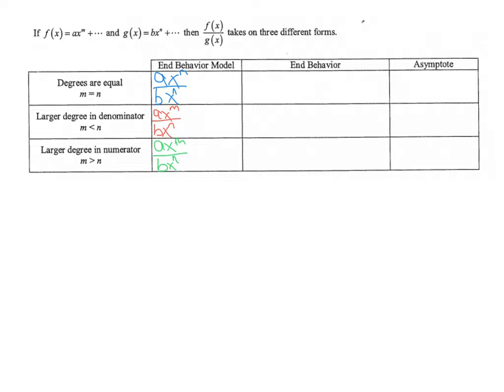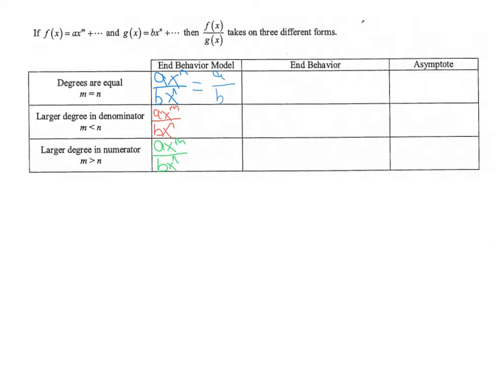So if m and n are equal, that means that the x chunks are just going to cancel off. Let me see if my highlighter works here, but these two things are going to be exactly the same, so they just cancel off and we're just left with a over b. So that's going to be the model that we use.